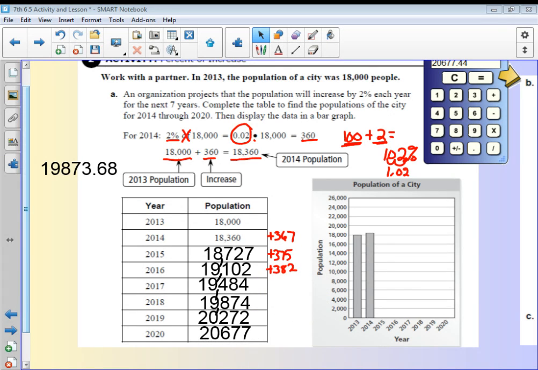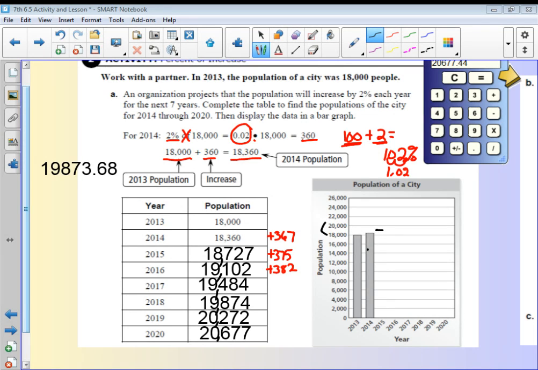Okay, now we're going to go through and graph these. They've graphed the first two. Notice that every line going across is worth 2,000, so we're not going to see a large amount of increase here. This one was 18,360. Now we're going to do 18,727. Halfway up would be 19,000, so we're going to go just a little, not quite halfway.